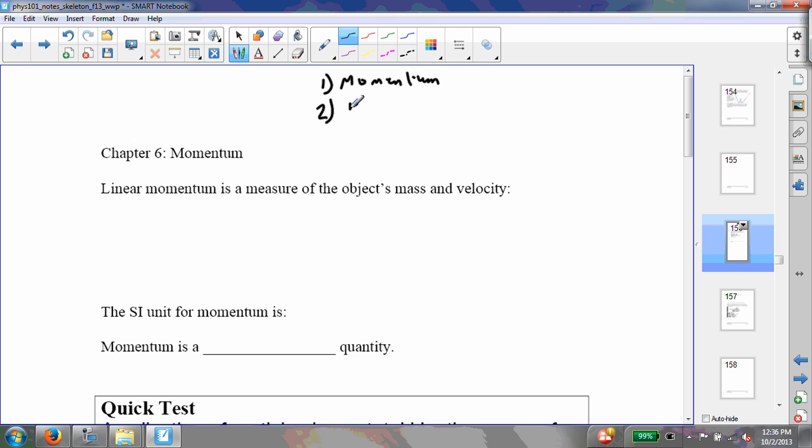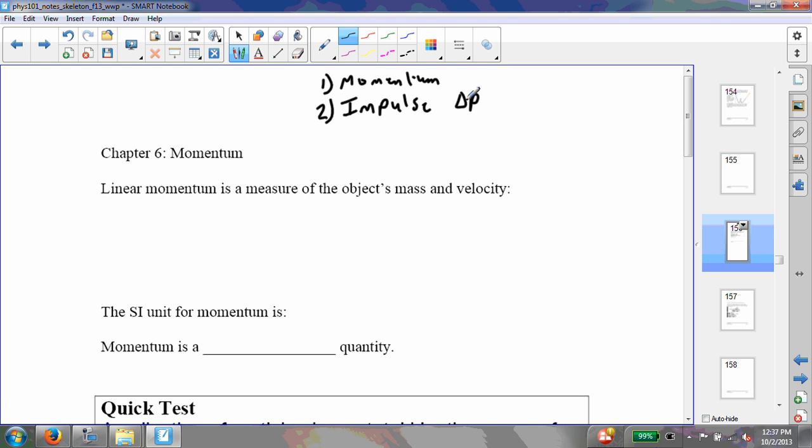Second, we'll look at impulse. An impulse is just our change in momentum and how we can use that to determine the force. And actually, we'll learn that this is how Isaac Newton came up with Newton's second law, and how he framed this whole idea of Newton's second law in terms of the impulse.